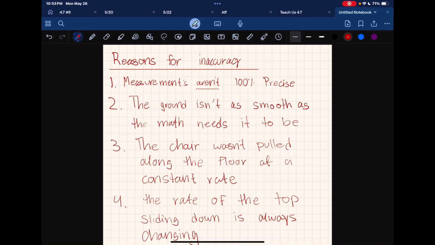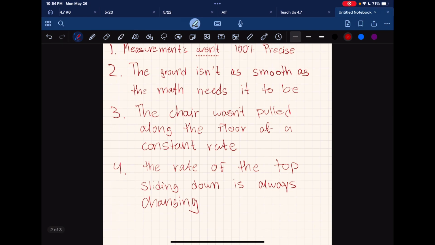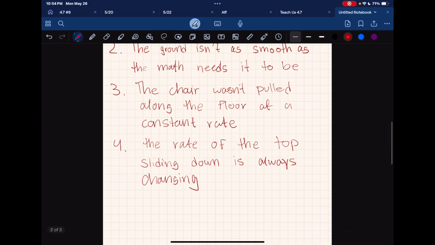So there's that. And also, to add on to that, for number 2, the ground isn't smooth. It could have been pulled at a different rate because of how bumpy the floor could have been. It's not as perfect as the math makes it seem. In the actual problem, with the math, it slides down with ease. The rate never changes, but in real life, it's kind of hard to replicate that, and that's what it says in number 3. Plus, I pulled it too, so it's not even just the floor. I could have pulled it at a different rate and changed it, so that also causes inaccuracies.